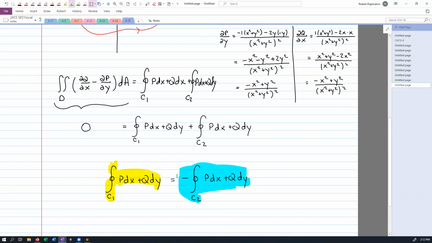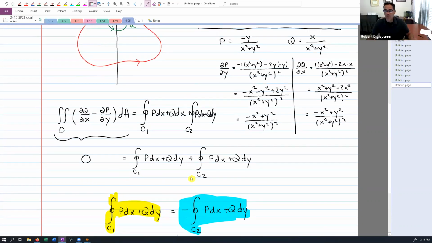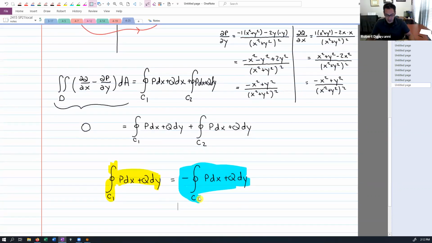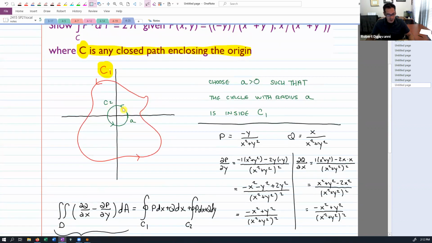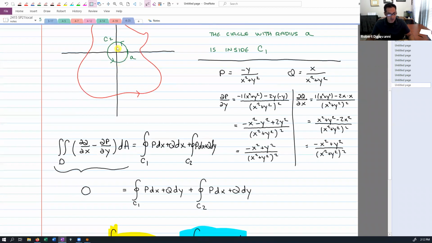Isn't that one a circle? Yeah, that's the circle we came up with, right? This is over C2. C2 is this guy right here. So now what I can do is I can look at C2 and find its parametric equations.